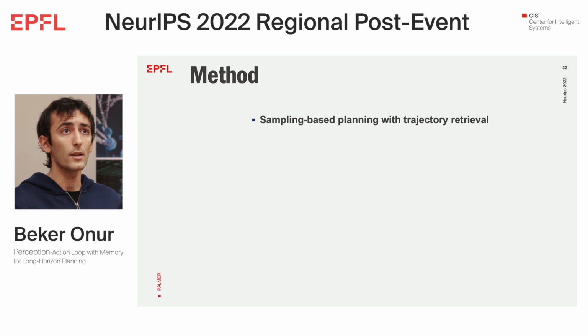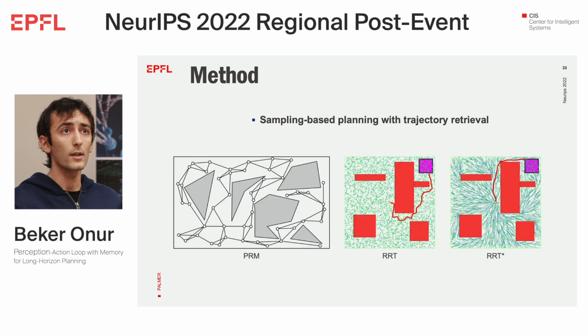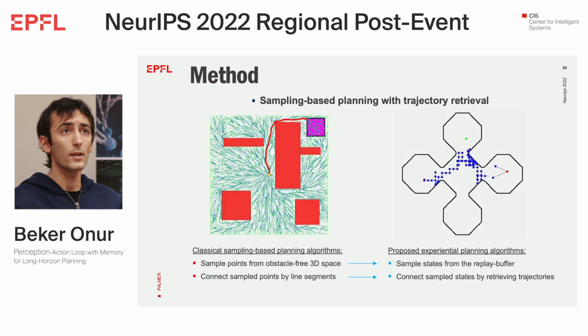Given our trajectory retrieval mechanism, we redefine the main subroutines of classical sampling-based planning algorithms like PRM, RRT, or RRT star. These algorithms originally retrieve points from obstacle-free 3D space and connect them with line segments. We instead retrieve states from the replay buffer and connect them by the retrieved trajectories.